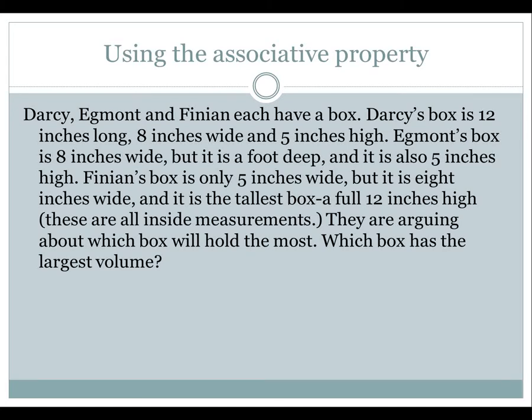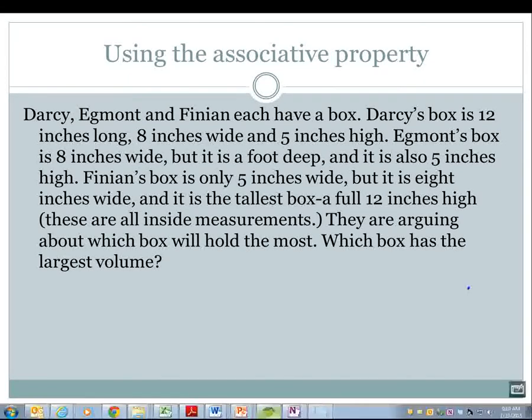Now this is, again, associative property, and they're just going to be mixing it around, right? Because if you have volume, they all have the same dimensions, except for the one with the 12. They all have 12. So it's just saying the different dimensions of the exact same thing, through the associative property.